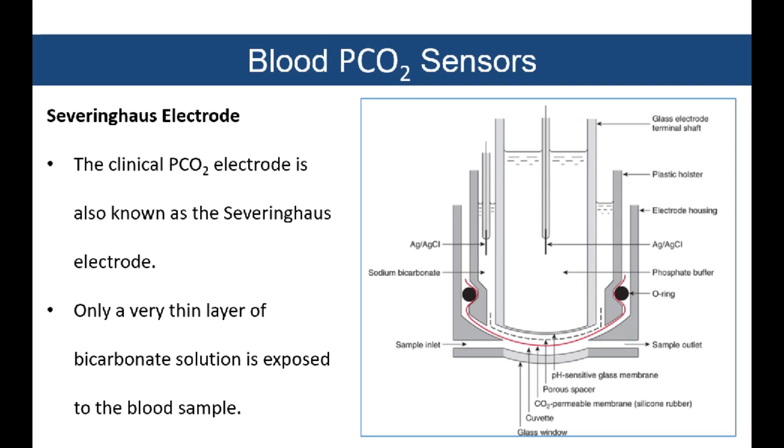One type of PCO2 electrode which is most commonly used in the clinical environment is known as the Severinghaus electrode. In that, only a very thin layer of the bicarbonate solution is exposed to the blood sample so that the measurement is more accurate as compared to the previous measurement device we have seen.